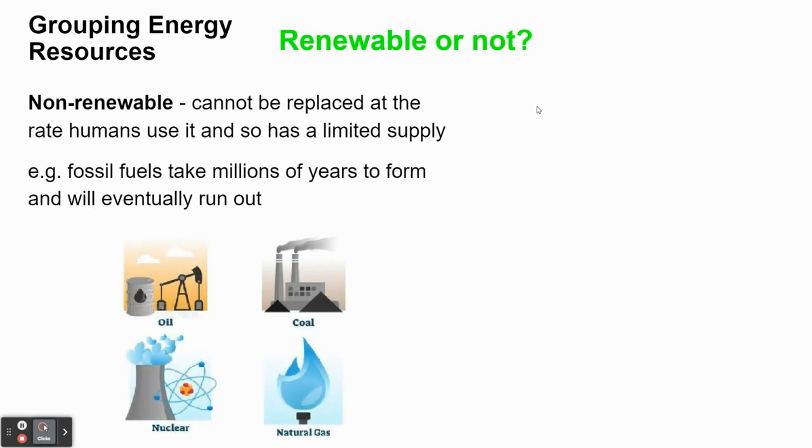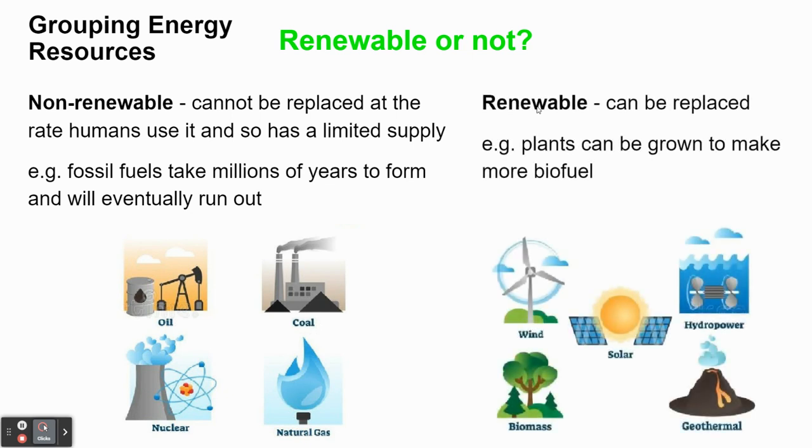There are two different ways of grouping energy resources. One is whether it's renewable or not. So non-renewable, these are energy resources that cannot be replaced at the rate humans use it, and so we have a limited supply of those. They'll eventually run out, such as fossil fuels, oil, coal, natural gas, and nuclear fuel. And then renewable energy resources, I should say. They can be replaced. Plants, for example, can be grown to make more biofuel.